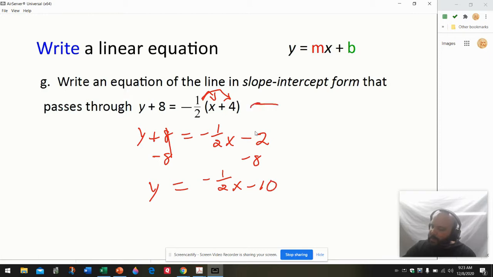And so this right here is point slope form. This right here is slope intercept form. Same line, just expressed in two different ways.